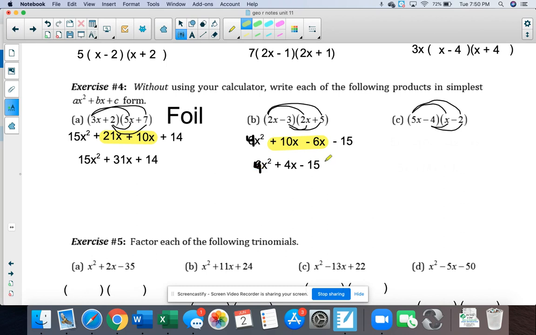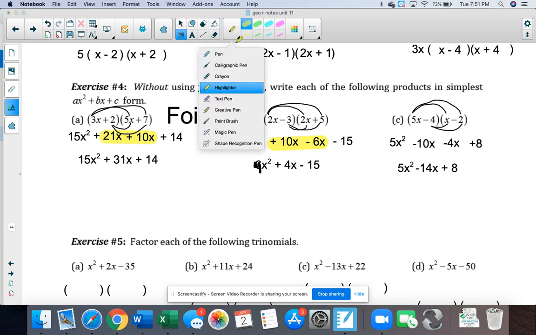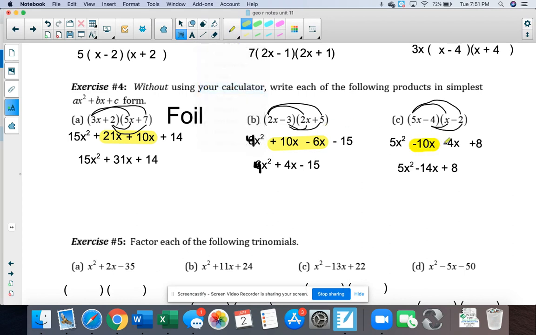And now this is a trinomial. And then C, 5x times x is 5x squared. 5x times negative 2 is negative 10x. Negative 4 times x is negative 4x, and negative 4 times negative 2 is positive 8. Those two middle terms I can combine together, and negative 10x and negative 4x is going to be negative 14x. So now I have my trinomial.